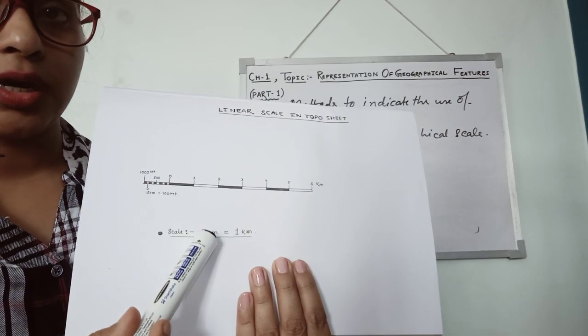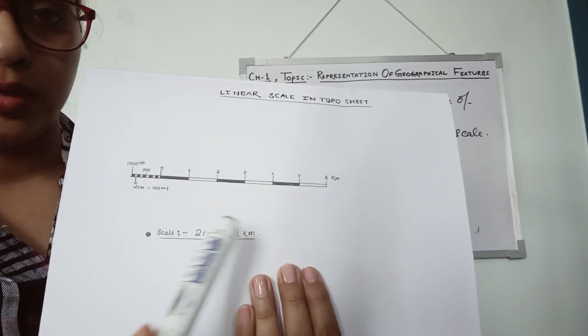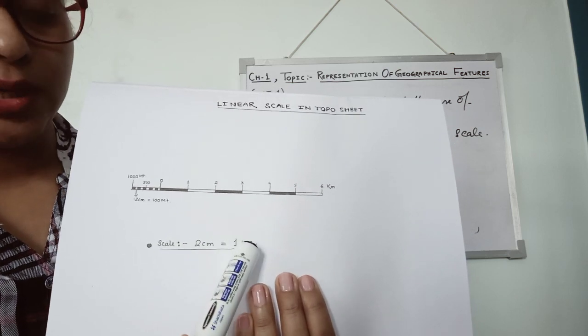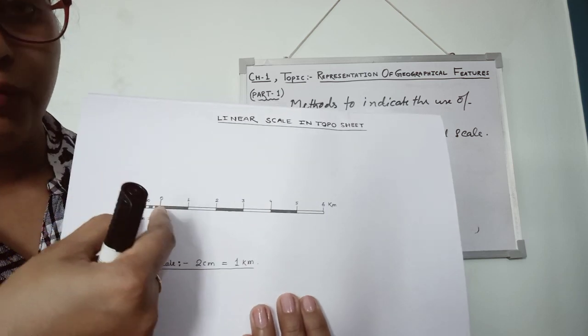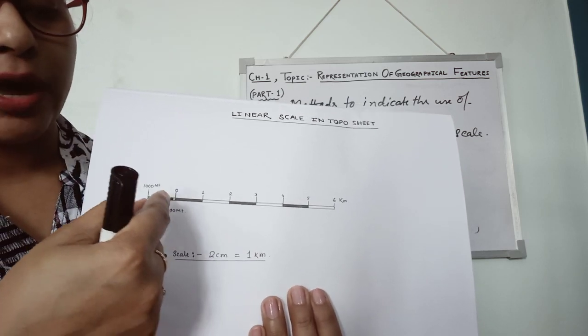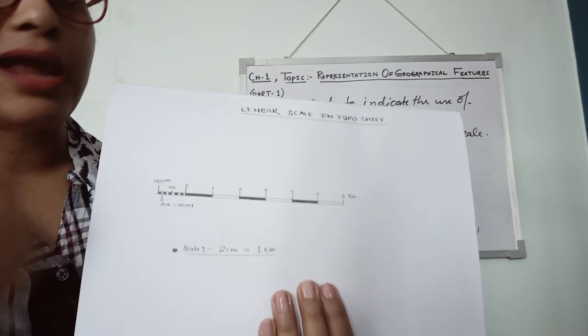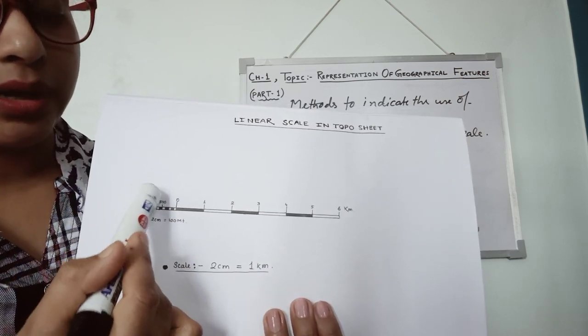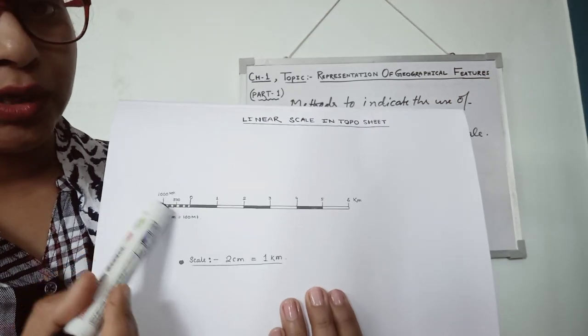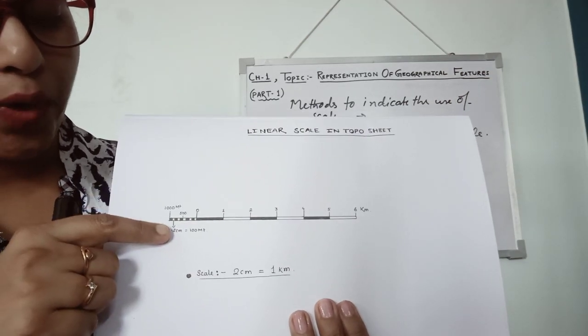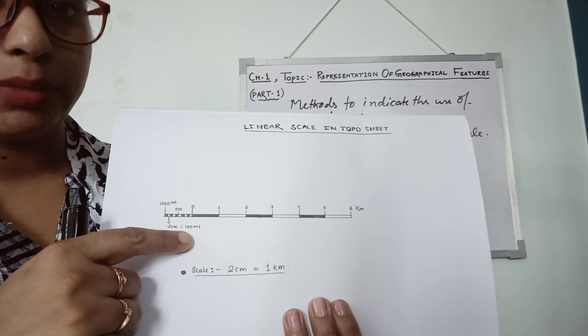The scale I have taken is 2 centimeters is equal to 1 kilometer. So 6 kilometers I have shown here, and one more division: that 2 centimeters I have divided into 10 equal parts. 0.2 centimeter I have shown here. These equal parts show 0.2 centimeter is equal to 100 meters.